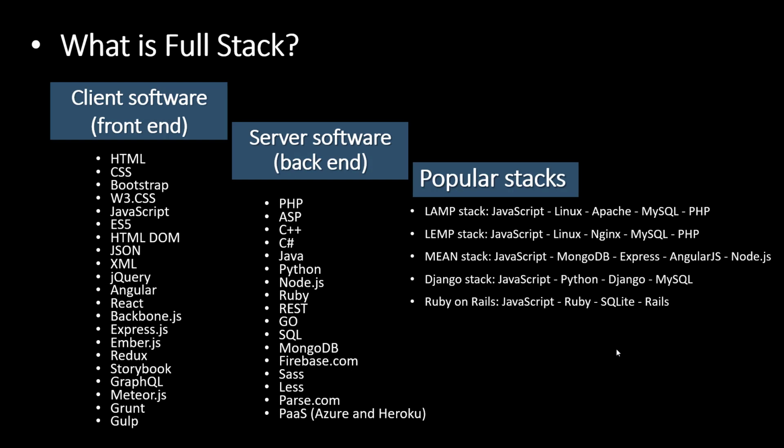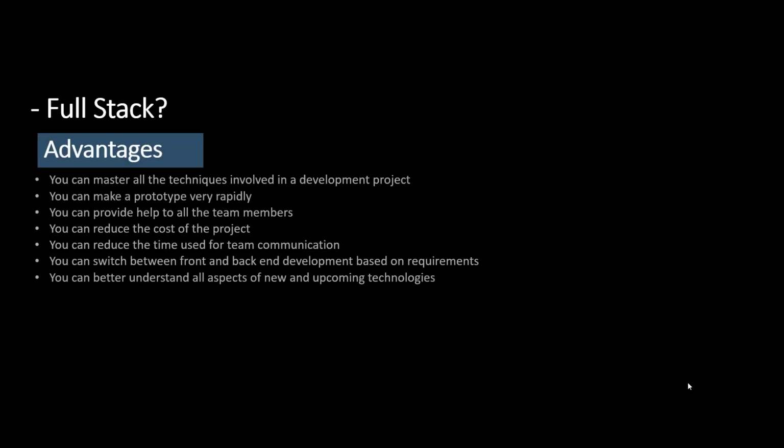Being a full-stack developer has some advantages and disadvantages. As advantages, you can master all the techniques involved in a development project. You can make a prototype very rapidly. You can provide help to all the team members. You can reduce the cost of the project. You can reduce the time used for team communication. You can switch between front and back-end development based on requirements. You can better understand all aspects of new and upcoming technologies.